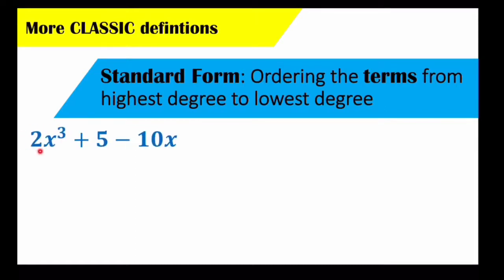So here we have 3 terms. I have 2x to the power of 3 plus 5 minus 10 times x here. We want to reorganize this expression so that it's going from highest degree to lowest degree term.